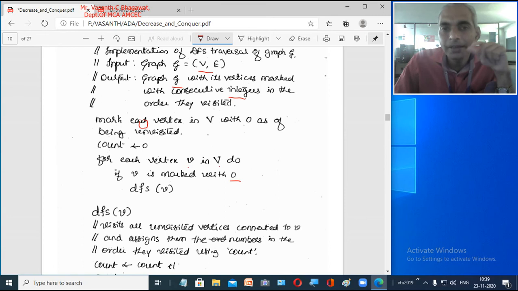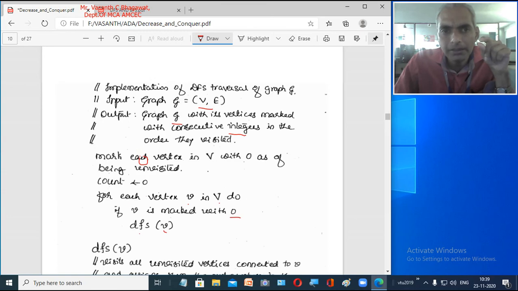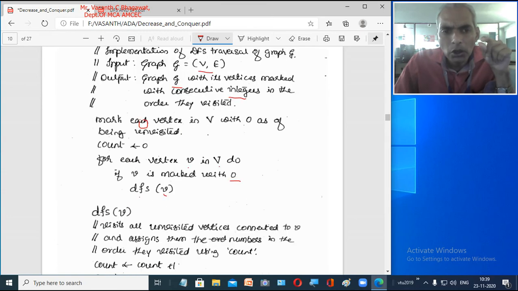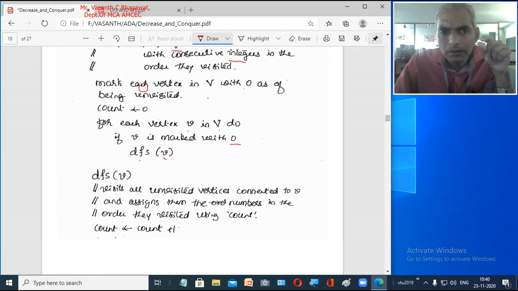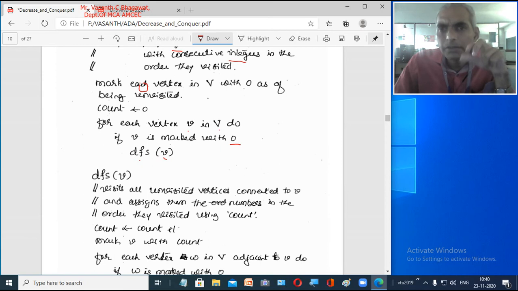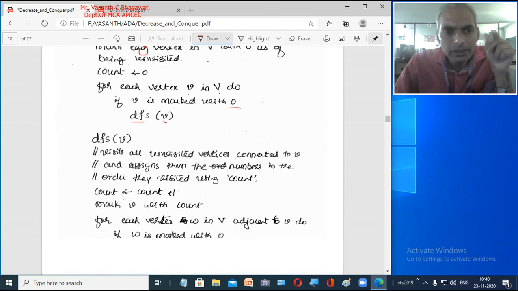So for each vertex v in capital V, now if v is marked with 0, that means unvisited, now we send that v to another subroutine or a small procedure which is called DFS, right? So the algorithm, this is capital DFS, the name of this algorithm. Now we pass this vertex v, if that vertex is not visited, we send that to another function DFS, right? Now what this DFS is going to do, it does it recursively.